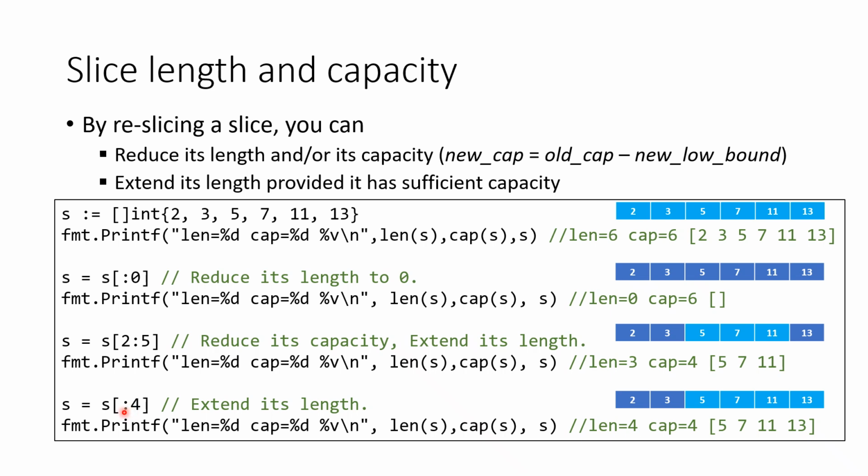Note that when reslicing, index 0 corresponds to the first element of the current slice, not the first element of the underlying array. And the first element of the current slice is at index 2 of the underlying array. So the resulting slice after reslicing consists of the four elements from index 2 of the underlying array instead of from index 0 of the underlying array.